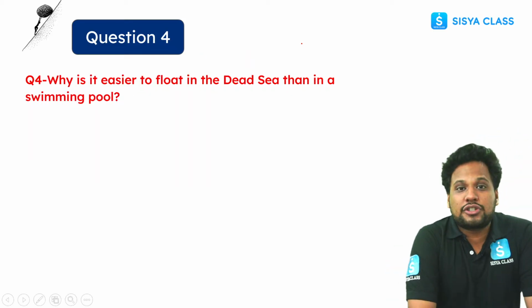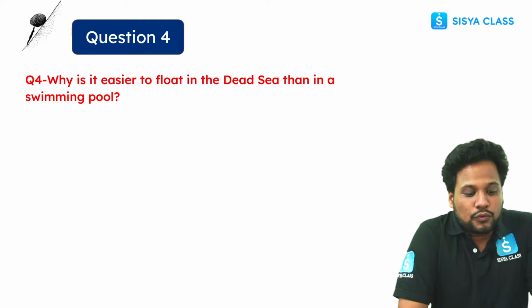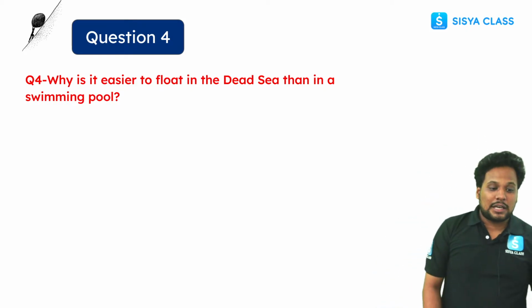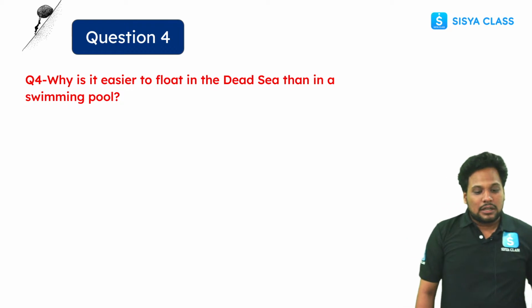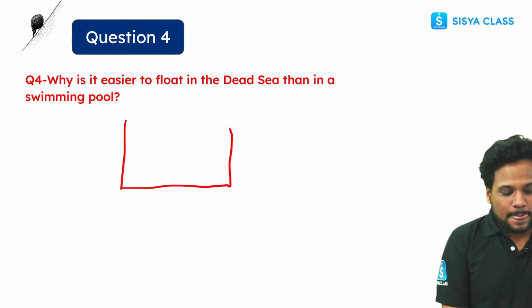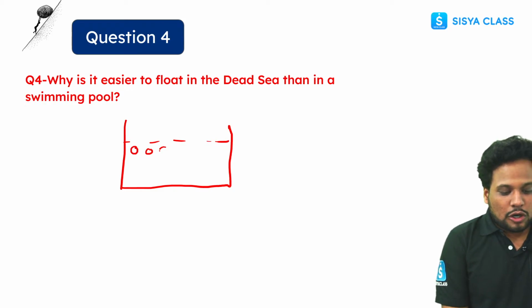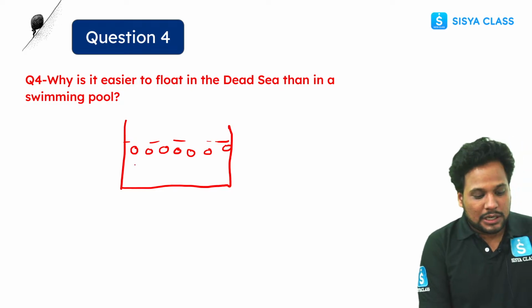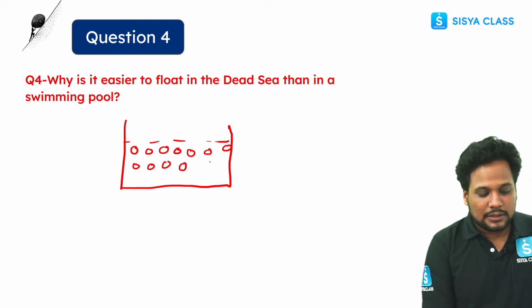Now, the fourth question. Why is it easier to float in the Dead Sea than in a swimming pool? अब इसका क्या रीजन है? अभी जस्ट ये भी हमने डिस्कस किया, राइट? नाउ एक बार फिर से डिस्कस कर लेते हैं. Let's suppose if this is a liquid, okay? Now the molecules of the liquid are not that closely packed compared to that of a solid, right? Let's suppose these are the molecules of a liquid.